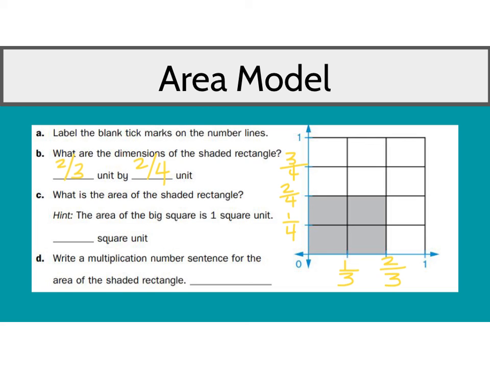What is the area of the shaded rectangle? The area of the big square is 1 square unit, once again. So we're going to look here and count. 1, 2, 3, 4. 4 squares are shaded out of 12. So we have 4/12. And our multiplication number sentence for the last part is going to be 2/3 times 2/4 equals 4/12.